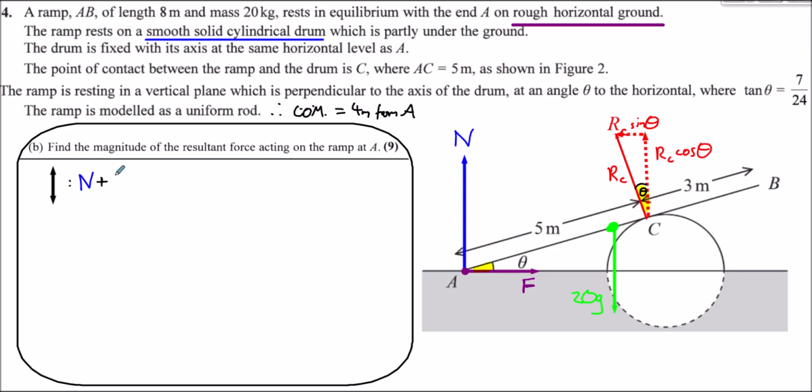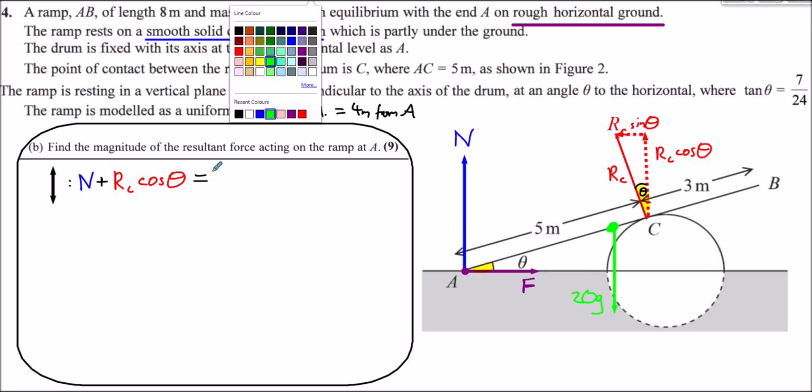So N plus RC cos theta going upwards must equal the forces acting downwards. The only force acting down is, of course, the weight of the ramp itself. So that will equal 20g.